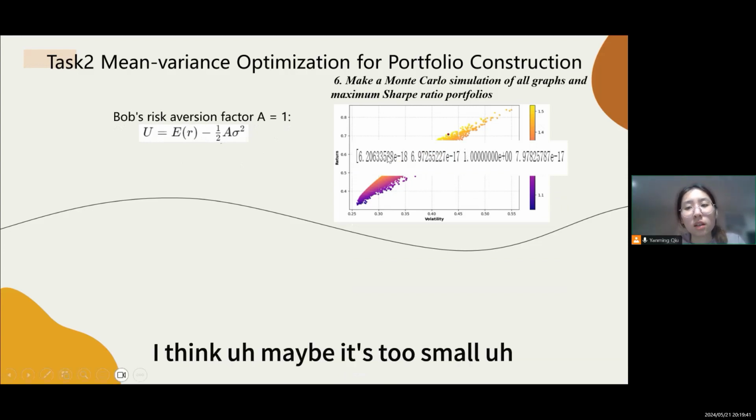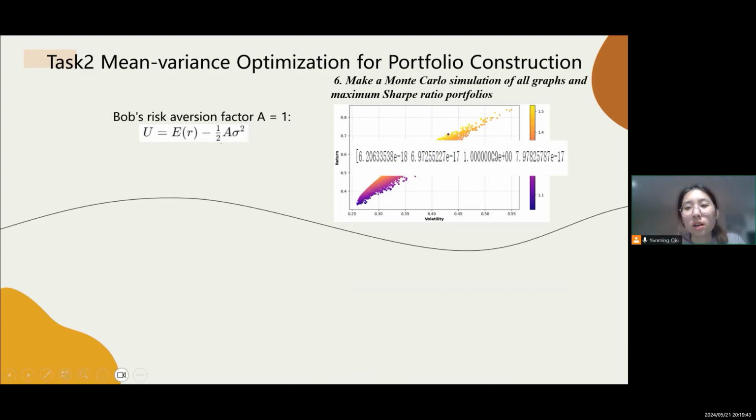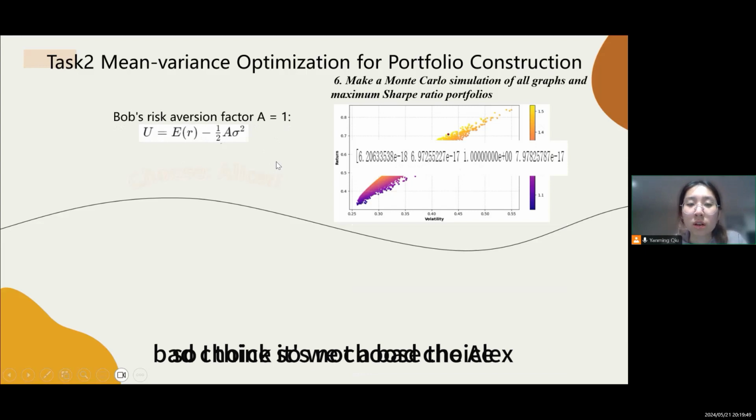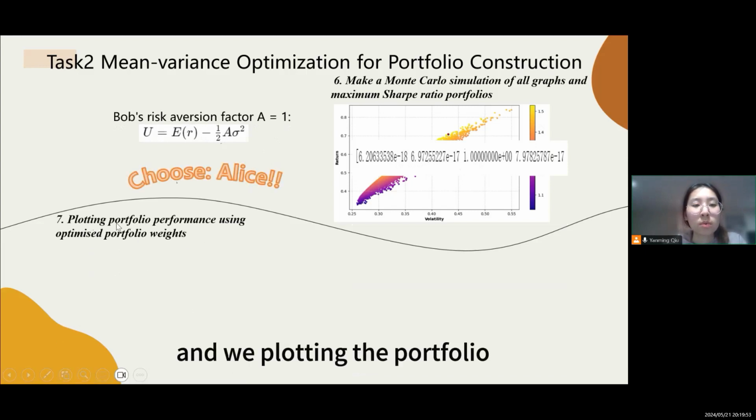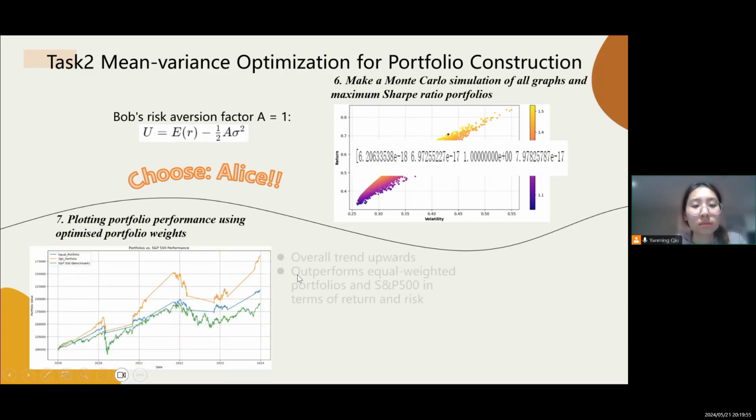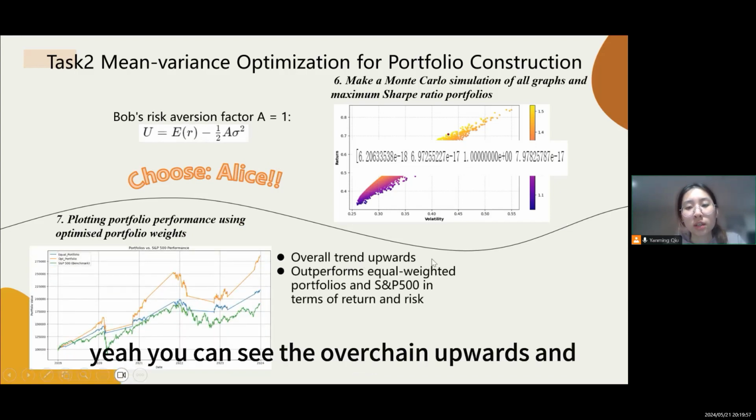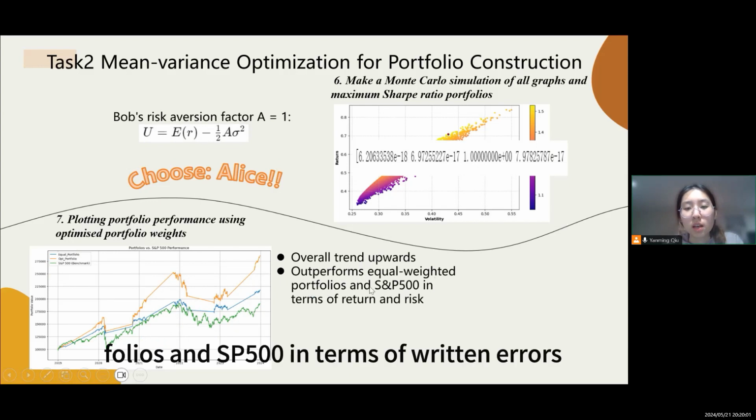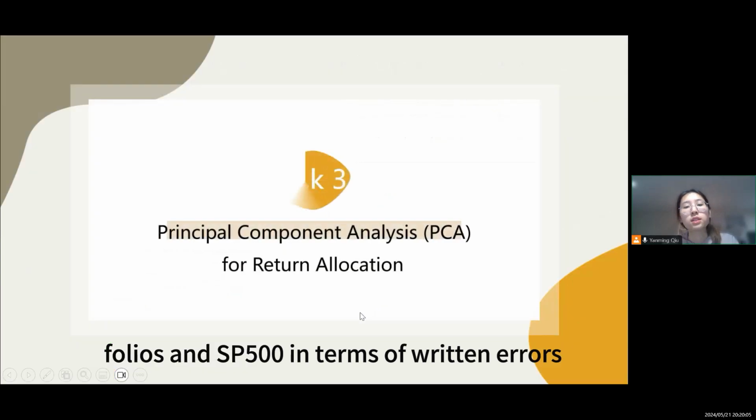I think maybe it's too small, and only one is big, so I think it's not a better choice. So we choose the max Sharpe portfolio, and we plot the portfolio. You can see the overall trend is upwards, outperforming the equal weight portfolio and the S&P 500 in terms of return and risk.